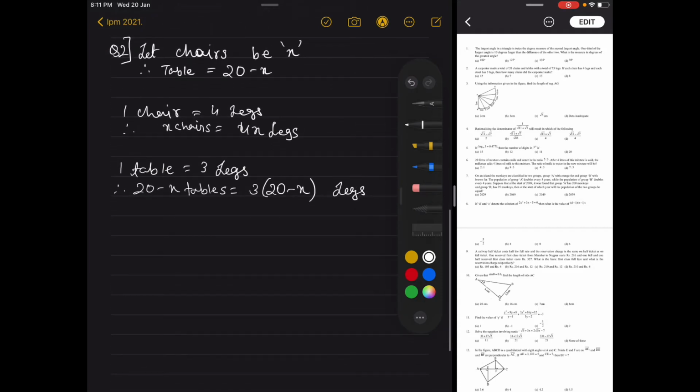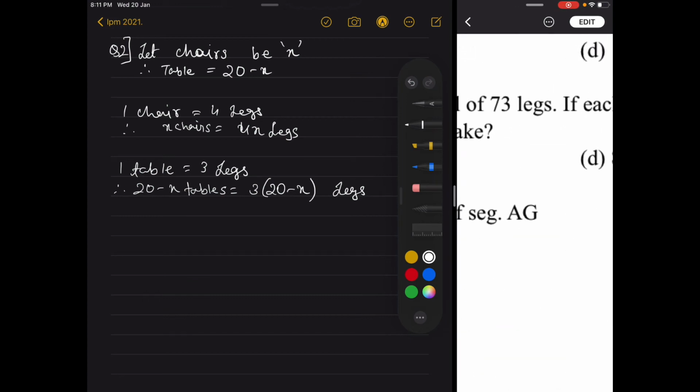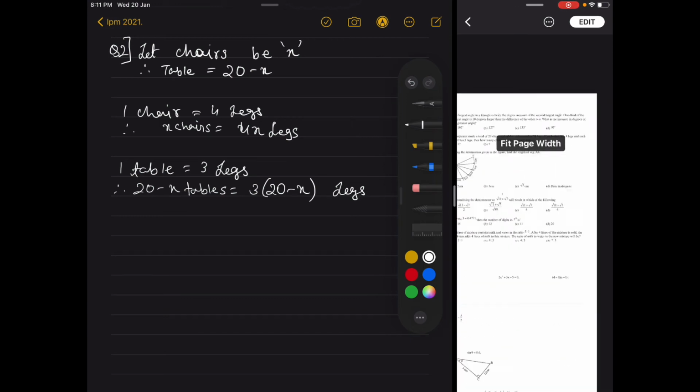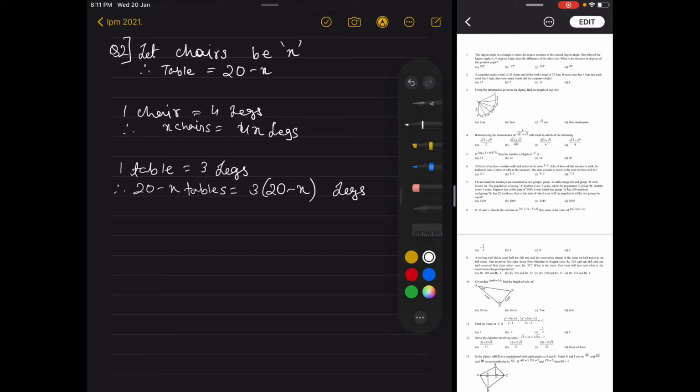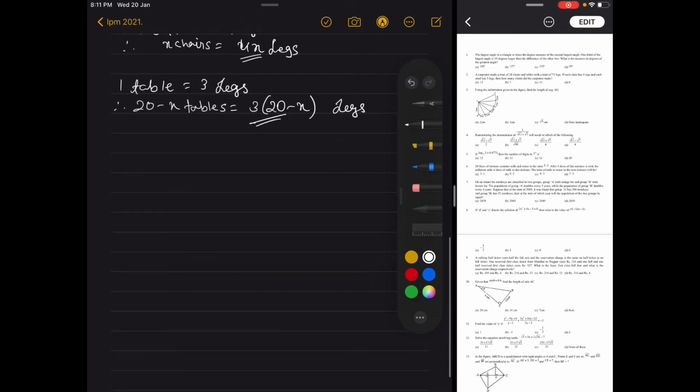Okay, now they have also mentioned in the first statement only that there are a total of 73 legs. So now we know the total number of legs with chairs is 4x, and the total number of legs with tables is 3 into 20 minus x legs. So when we add them, wouldn't we get 73? Yes, we would. So let's add them.